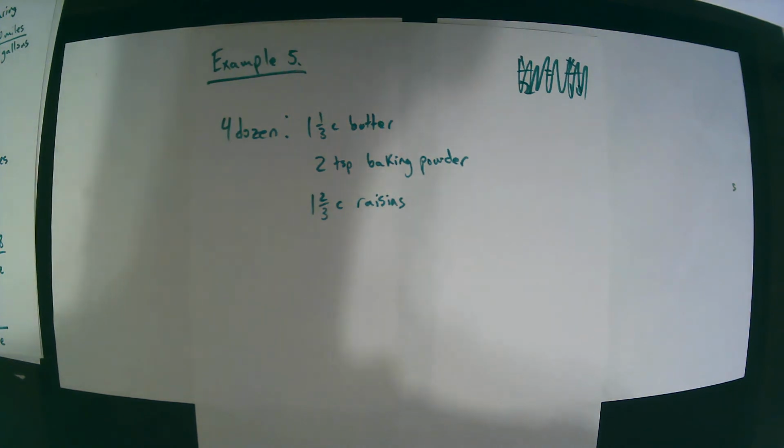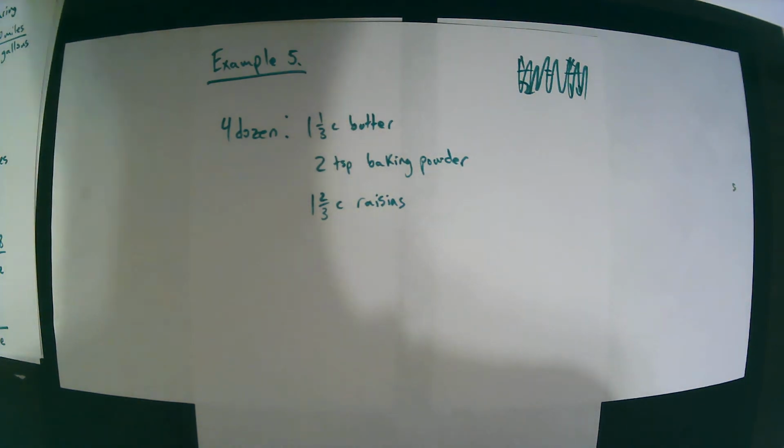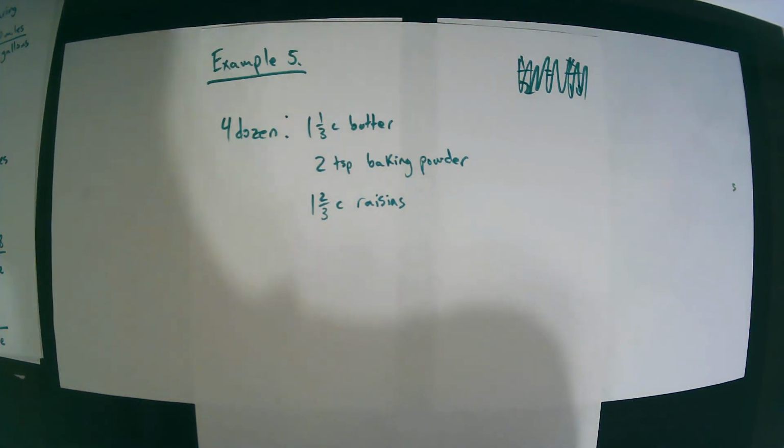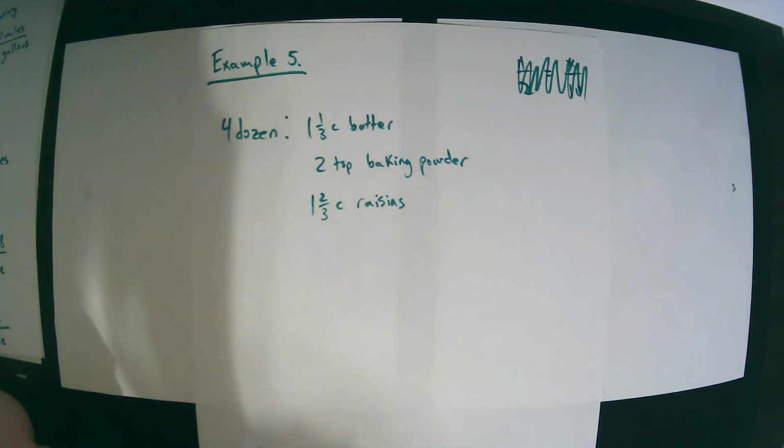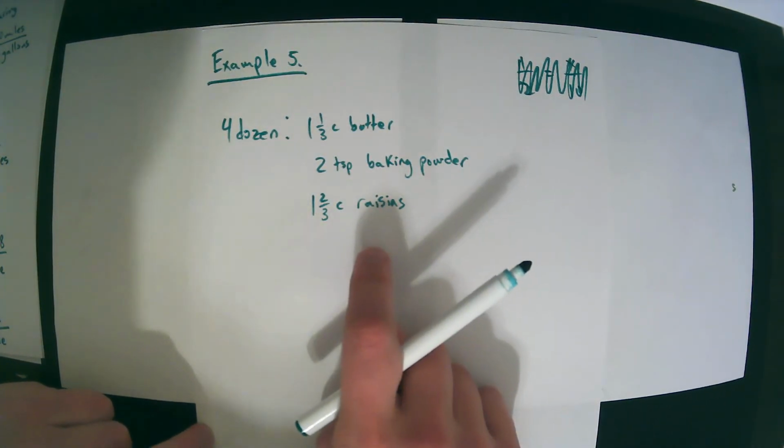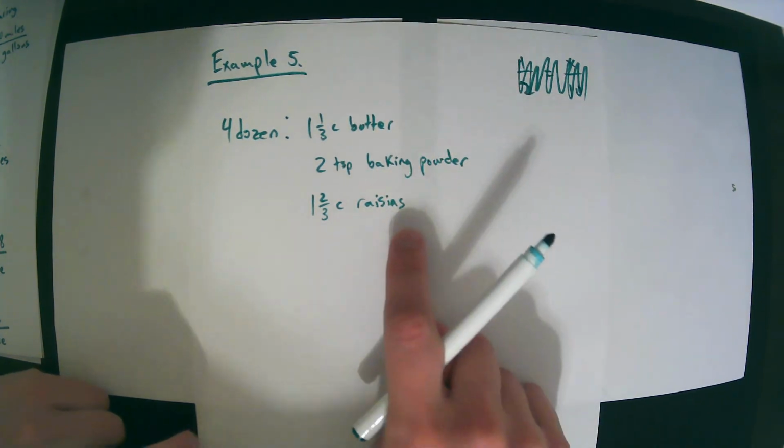That's another thing that's hard to deal with if you're scaling recipes up and down: eggs, because you can't really take half of an egg or anything like that. I mean, I guess you can, but okay. So we want to make 3 dozen cookies. So we're going to have 3 different proportions here. We're going to need to scale each of these down by something.